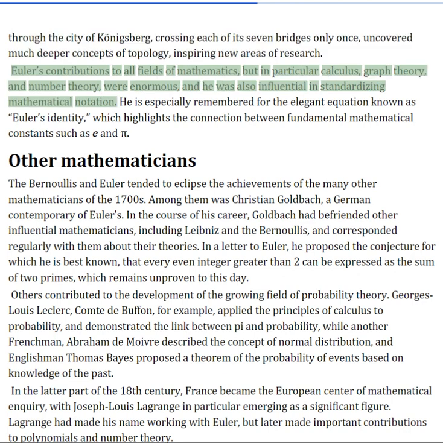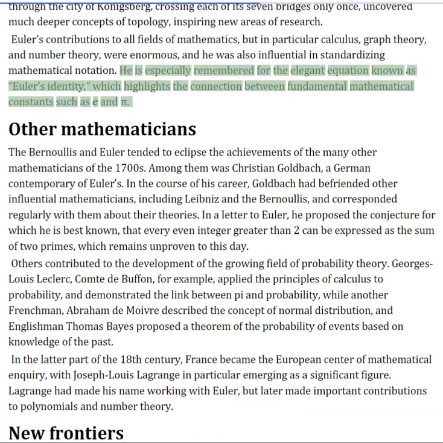Euler's contributions to all fields of mathematics, but in particular calculus, graph theory, and number theory, were enormous, and he was also influential in standardizing mathematical notation. He is especially remembered for the elegant equation known as Euler's identity, which highlights the connection between fundamental mathematical constants such as e and pi.